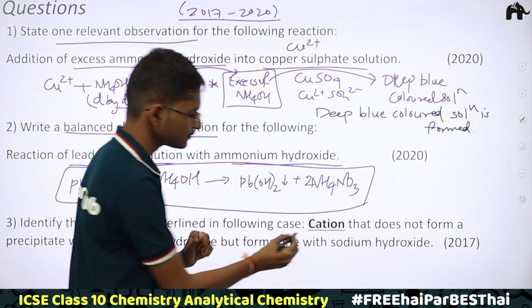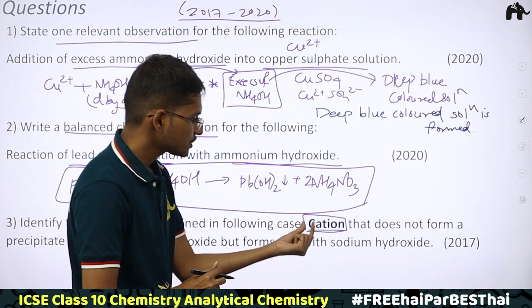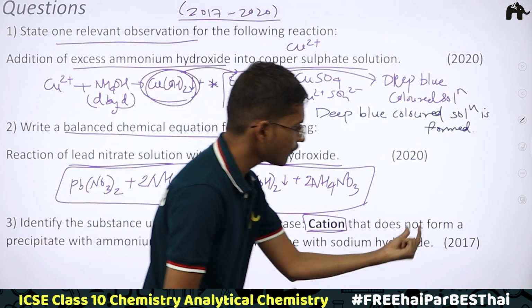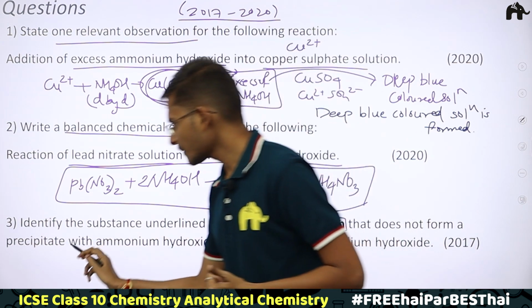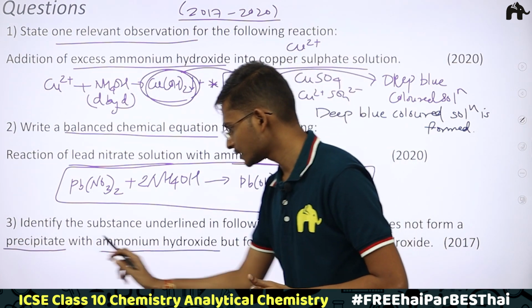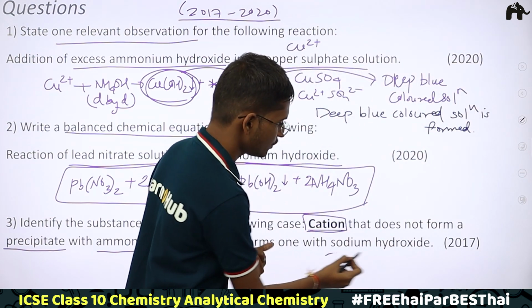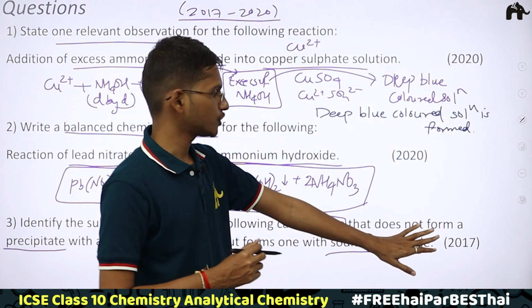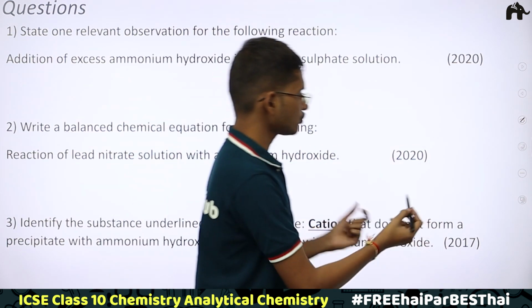Okay. Which is the substance? Cation. And what's the question? Cation that does not form a precipitate, okay, with ammonium hydroxide, but forms one with sodium hydroxide. Okay, now this was asked in 2017. Previous one was asked in 2020. Okay, so how to solve this now?